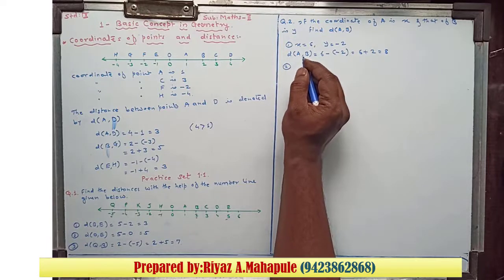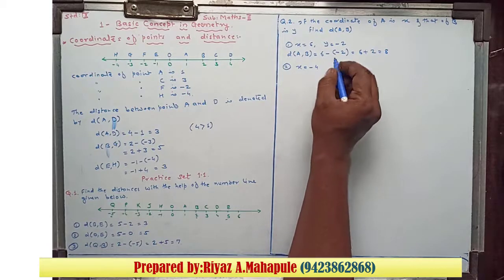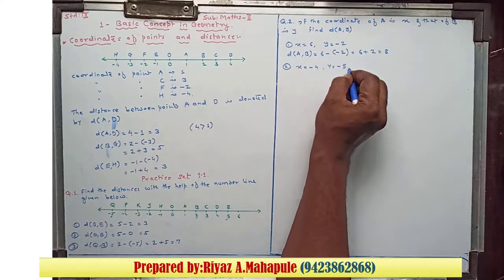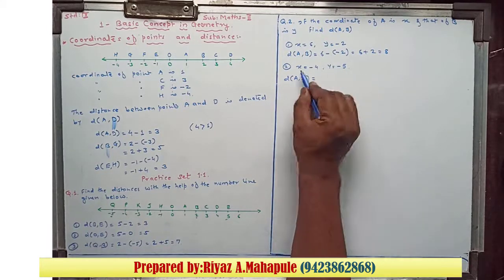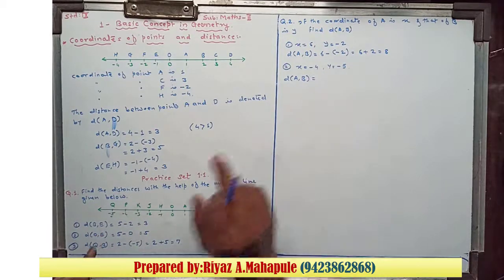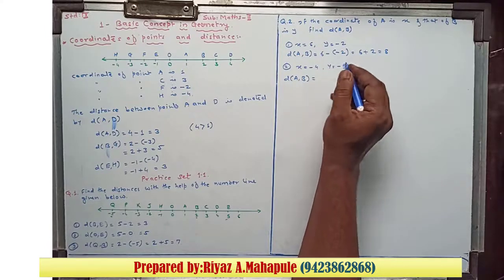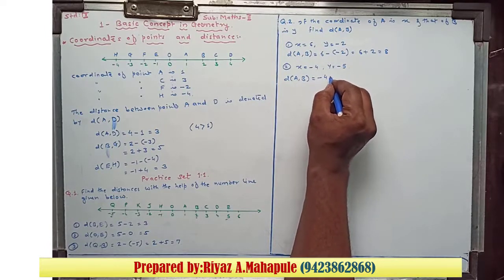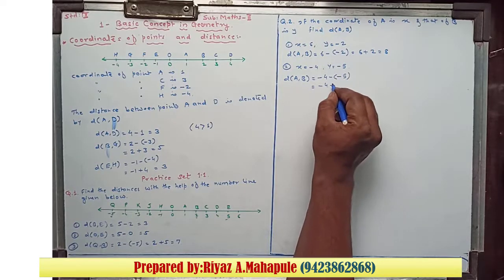Second example I took as x is equal to -4 and y is equal to -5. Then distance AB is equal to, now x is equal to -4, y is equal to -5. If you observe these two numbers -4 and -5 on the number line, -4 is on the right side of -5, so -4 is always greater. So subtract -5 from -4. You will get -4 minus -5, so you will get -4 plus 5.